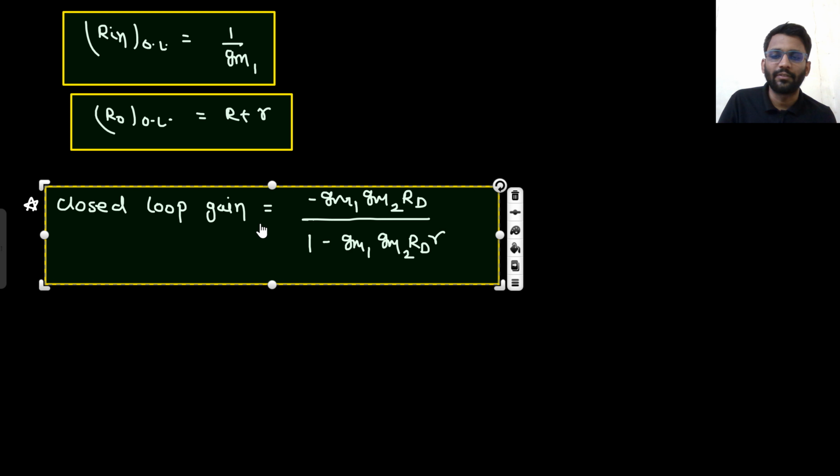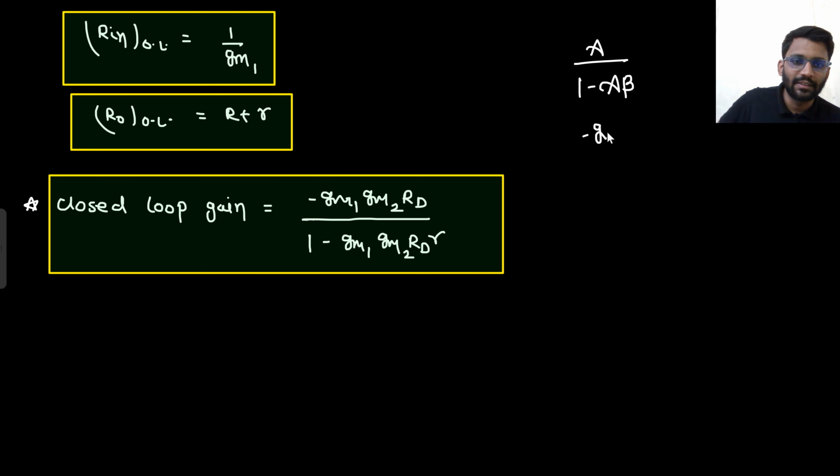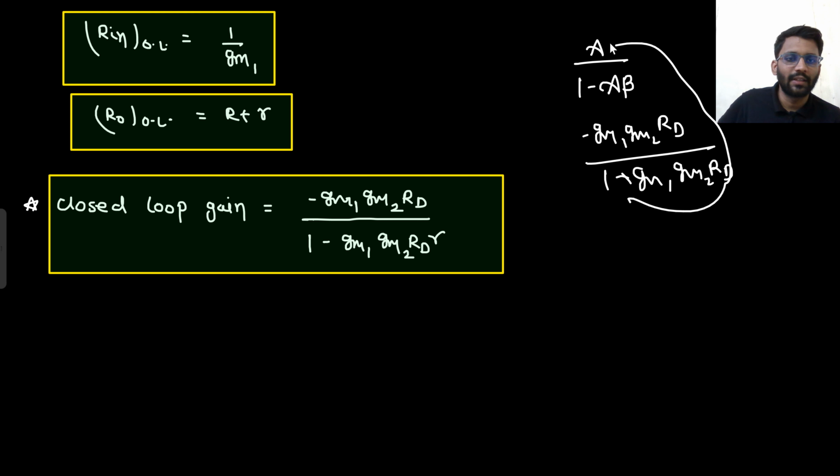Now people will have one doubt that, sir, this is a positive feedback system. So why not I should put A upon 1 minus A beta? So it would be minus GM1, GM2 RD into 1 plus GM1, GM2 RD. This should have been the answer, sir, because this is a positive feedback system. We explained in the initial part that it is a positive feedback system. So why should not I do this thing?